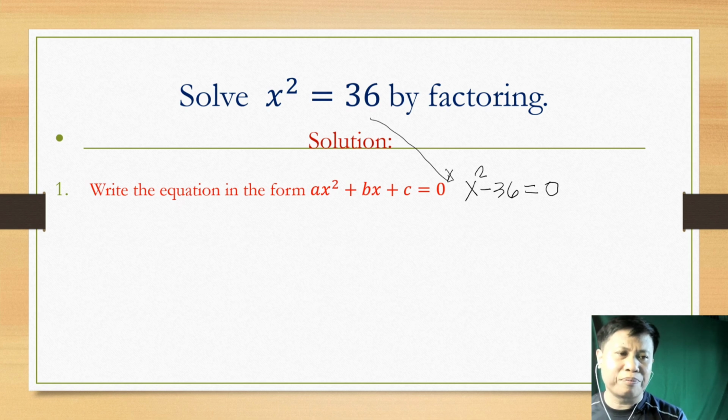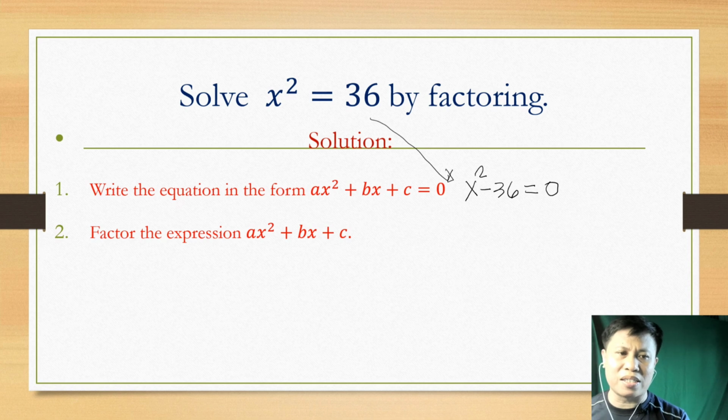Then after that, we are going to factor the expression x squared minus 36. So that is the difference of two squares. To get the factors of this expression, we simply get the square root of x squared, which is x, then copy the sign, minus, then the square root of the second term, the square root of 36, which is positive 6. Then that is now the first factor.